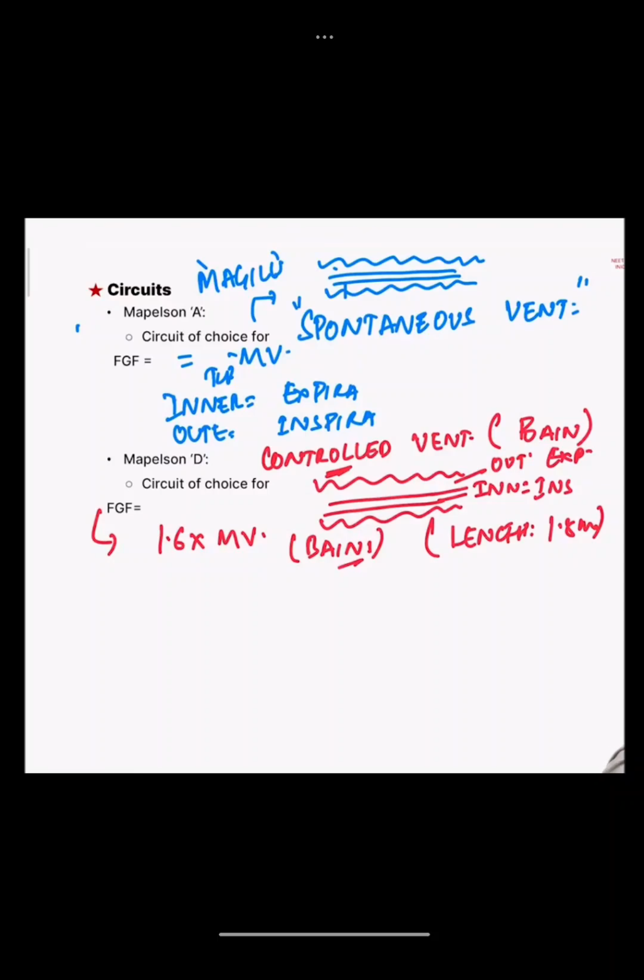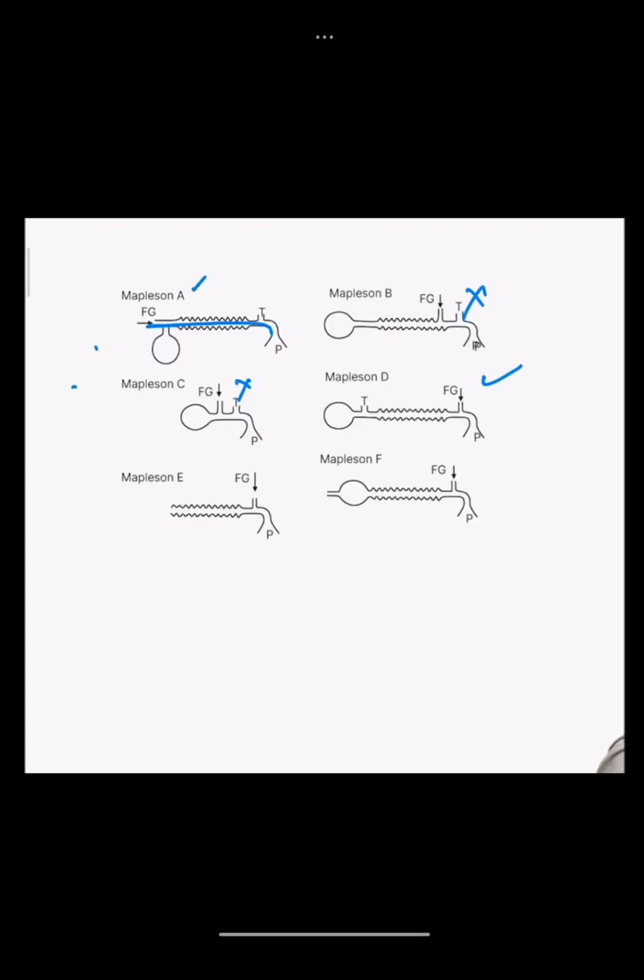Next is what, guys? Mapleson E circuit. When we are talking about Mapleson E circuit, going back to the diagram of Mapleson E circuit, just look over here. From Mapleson D, if you remember, if you remove this bag and valve, it becomes Mapleson E circuit. So Mapleson E circuit is a bagless and valveless circuit.